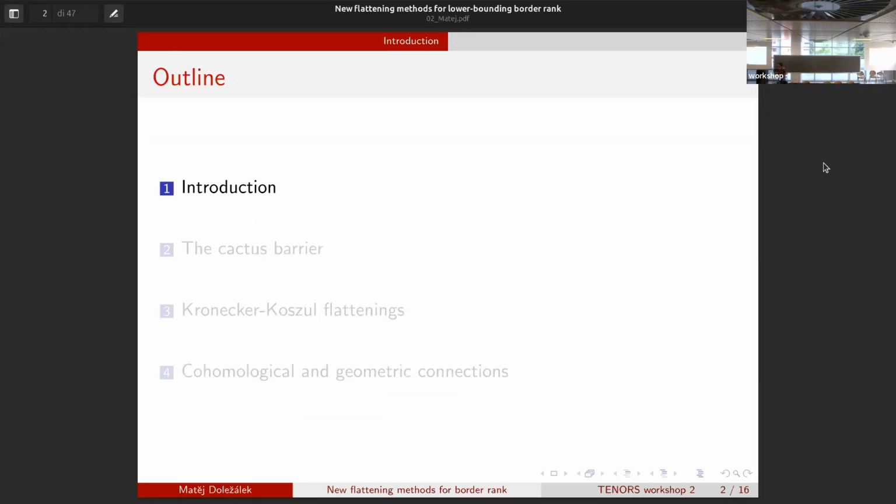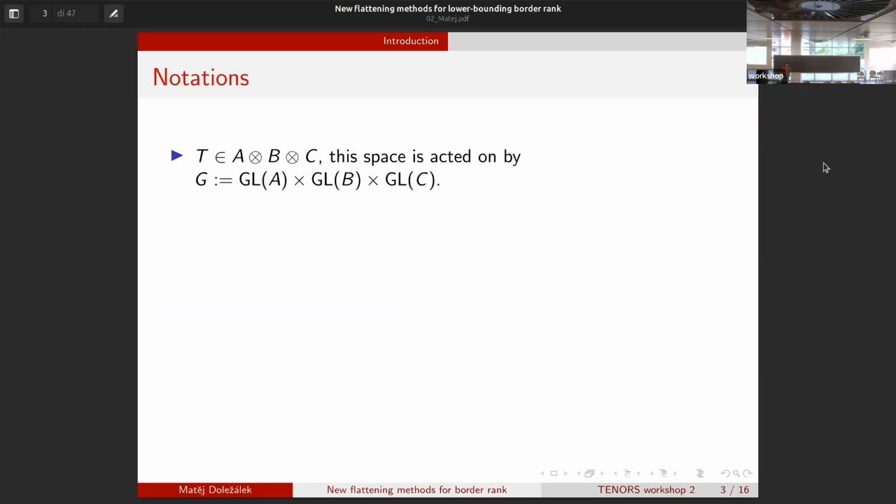So let me start by just establishing some notation and conventions very quickly. I'll be working mostly with 3 factor tensors. They will be in a product of 3 vector spaces, A, B, C. Let's say everything is over the complex numbers. I will implicitly be thinking about the action of the product of the 3 GL groups.